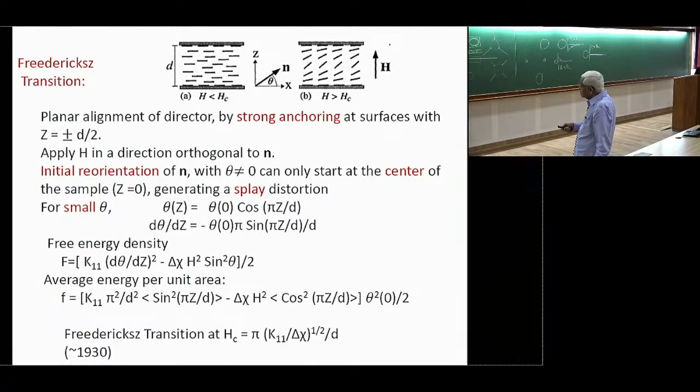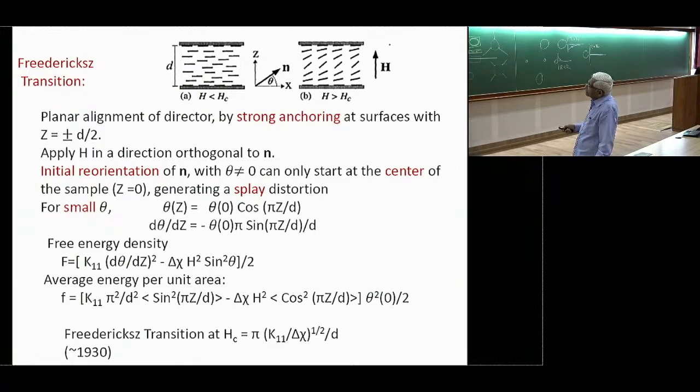small theta. Again, theta is the angle made by the distorted thing with the undistorted. Okay. So I can simply write it as theta naught cos pi z by d. This means it goes to 0 at the two surfaces. So I know what is d theta by dz.